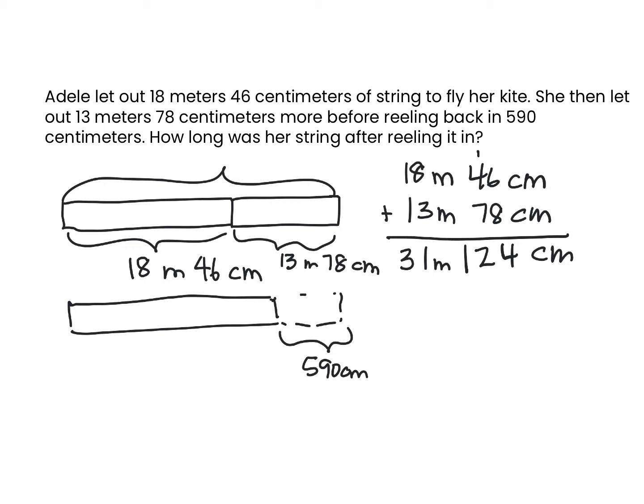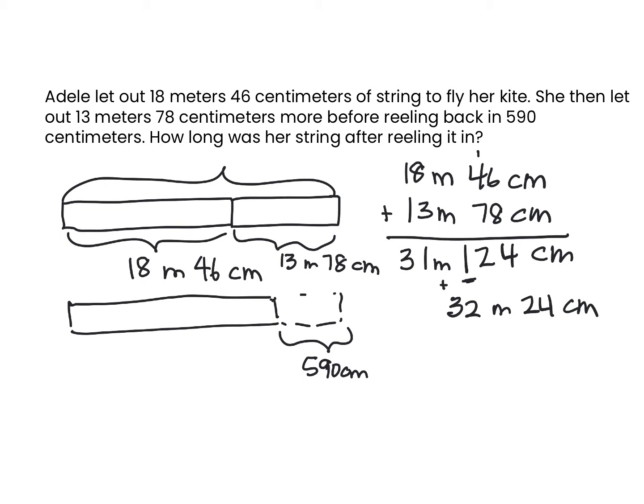So we can take this 100 centimeters and convert that into meters, because we know that 1 meter is equal to 100 centimeters. So if we add that to our 31 meters, we'll have 32 meters, 24 centimeters. And we are subtracting 590 centimeters. So we could convert that into 5 meters, 90 centimeters. But I think what we'll do is convert our meters into centimeters and subtract that way. And then we can convert back.